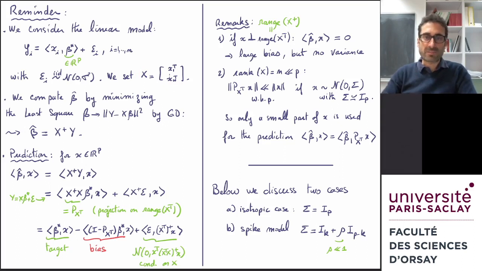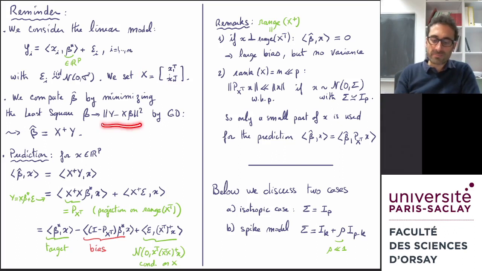As we have done in the previous video, we will minimize the squares by gradient descent. And what we have seen in the last video is that in this case, what we will select is an estimator which is given by X plus y. We want to understand how this estimator behaves when we are in a high-dimensional interpolating regime.